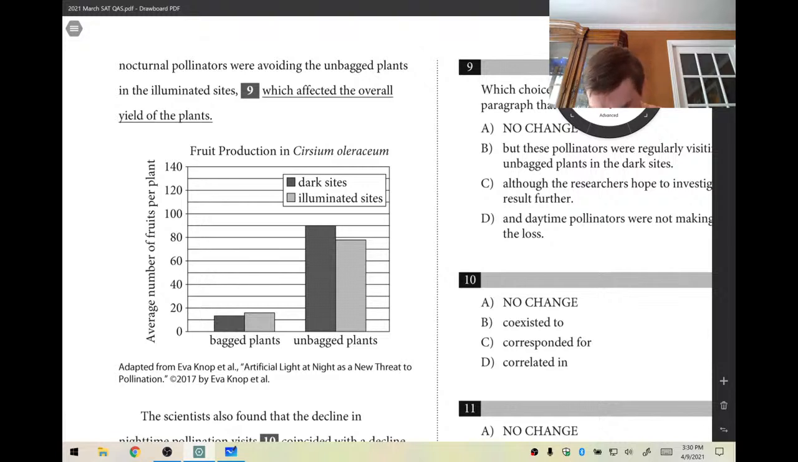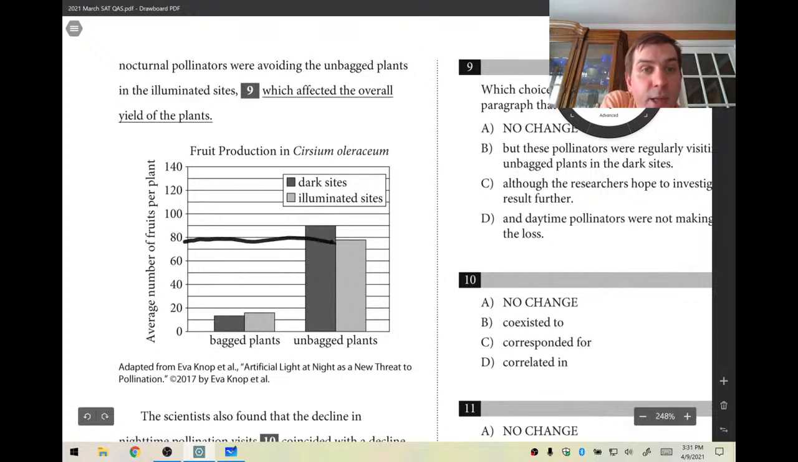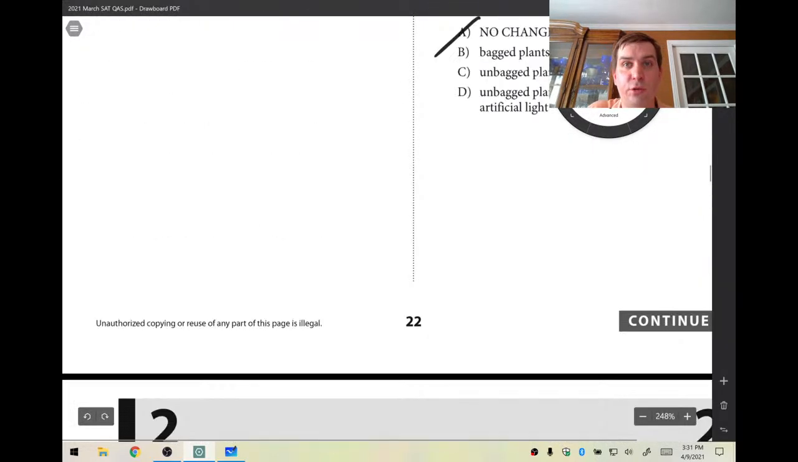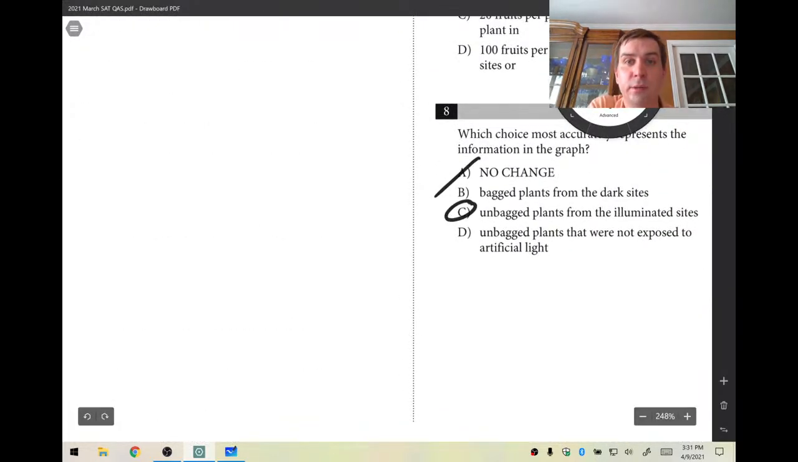I'm going to reread this sentence. On the other hand, unbagged plants from the dark sites produce an average of 90 fruits per plant, whereas unbagged plants from the illuminated sites produced an average of 78. That's right here. 78 fruits per plant, a 13% decline in fruit production. So that was answer choice C.